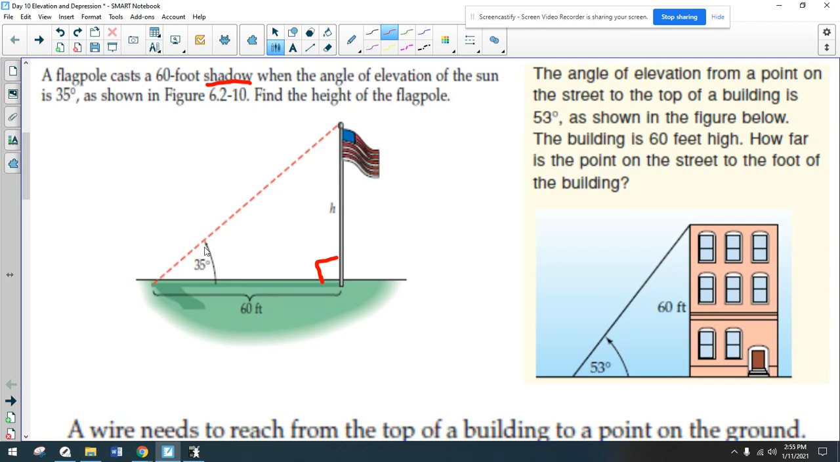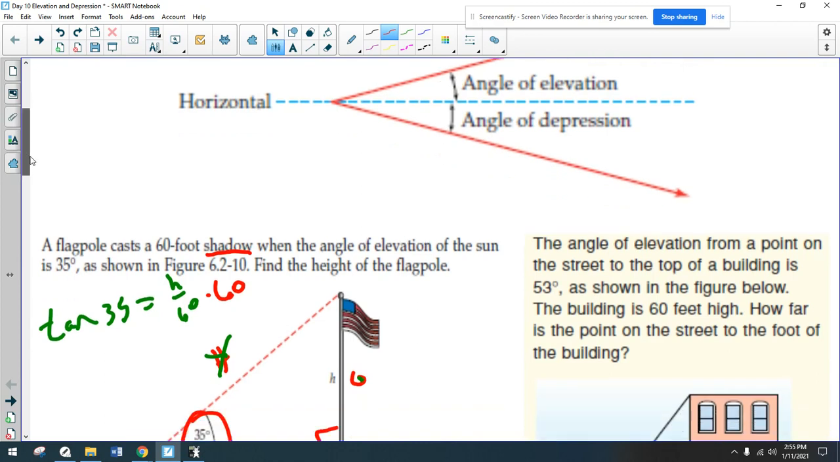Okay, so just like the past couple days we've been doing, there's your angle. I've got hypotenuse, I've got adjacent, and I've got opposite. So it's exactly like we were doing before. You just have to set the problem up. So in this case, you've got opposite and adjacent. That is tangent of 35. And you're going to do opposite over adjacent. So h over 60. So we're going to multiply both sides by 60 to finish solving.